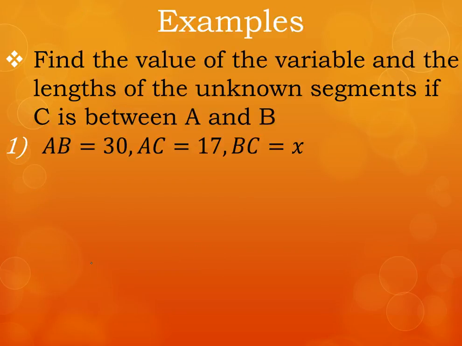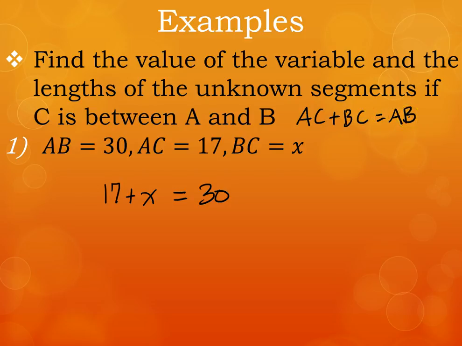So for example, we're told that AB is 30, AC is 17, and BC is x. And given the information, they tell us that C is between A and B. So this tells me that AB is the biggest line, and AC and BC must add to be it. So AC plus BC equals AB. This will always be true for all the problems involving this setup.